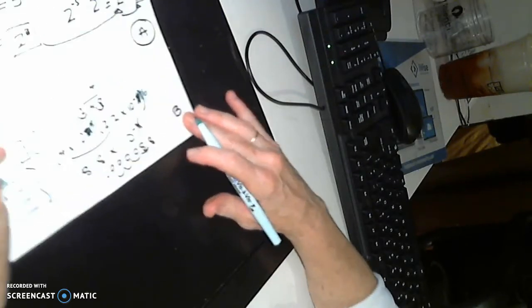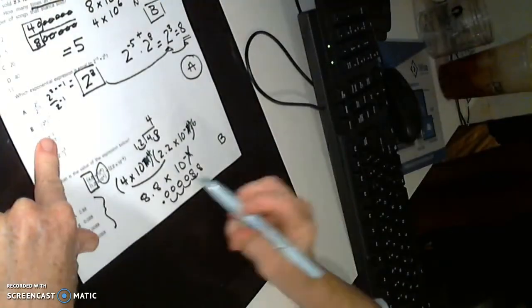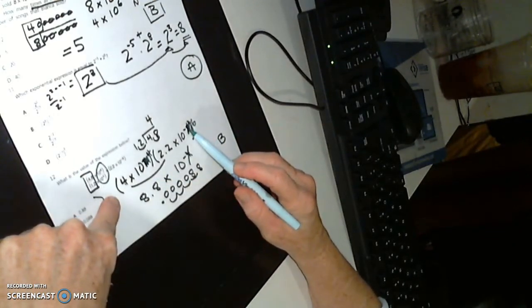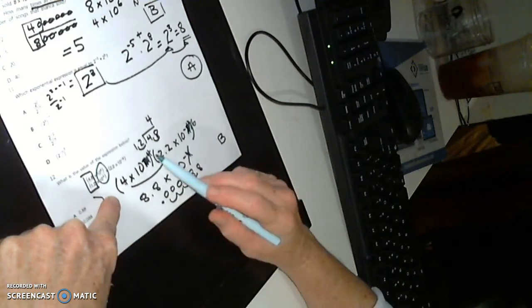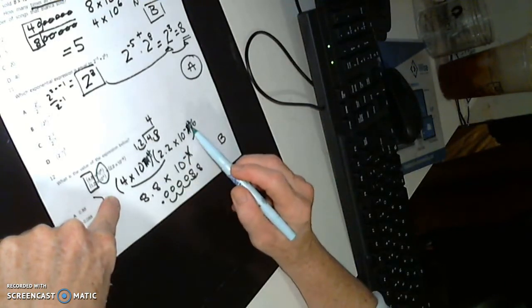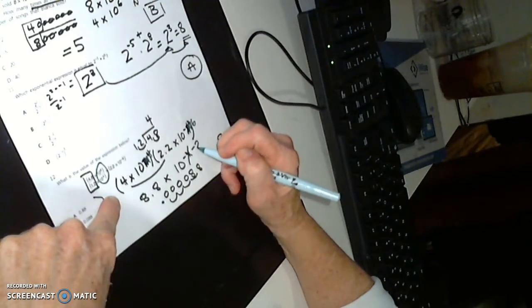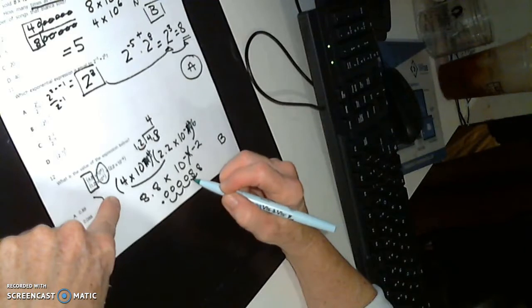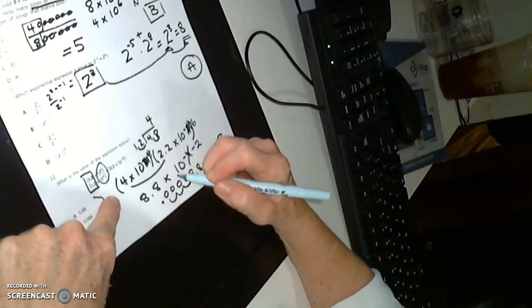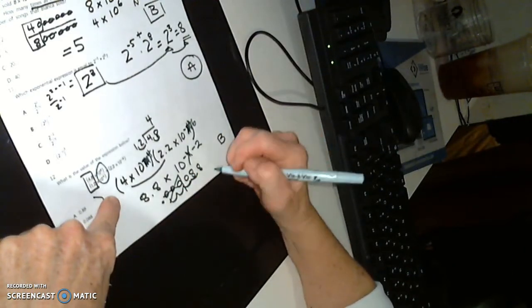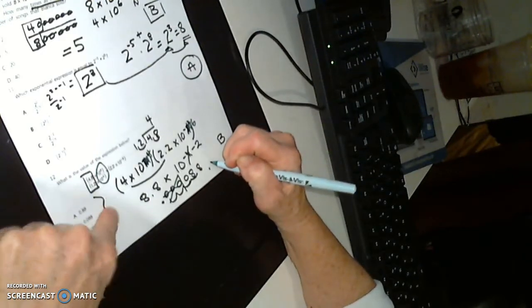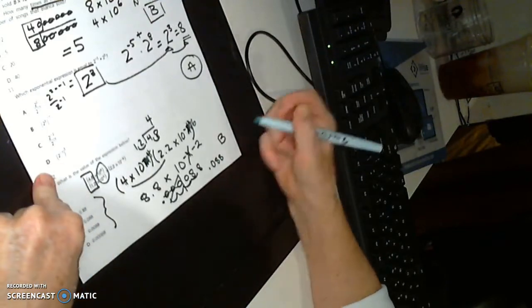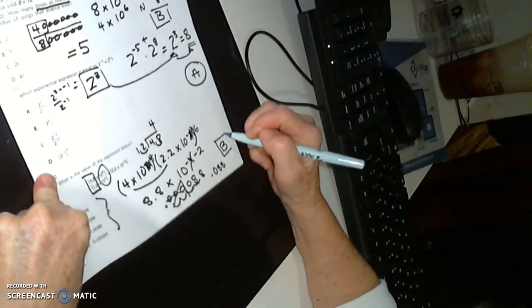So going back, we have to look at the problem where we have 10 to the 4th, and this is actually a negative 6. It's not a negative 4. So when I add 4 to negative 6, I end up with negative 2. And I'm going to count backward from my 8.8, 1, 2 spots. And I get 0.088, which is letter B.